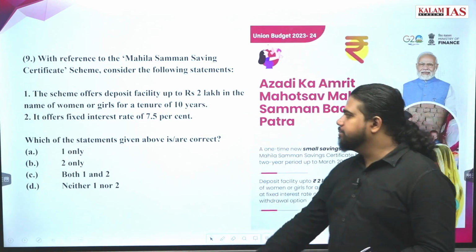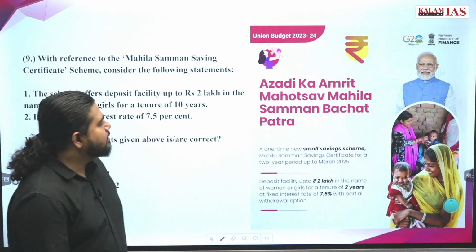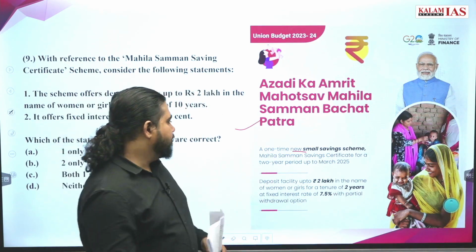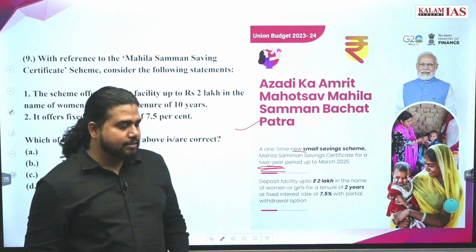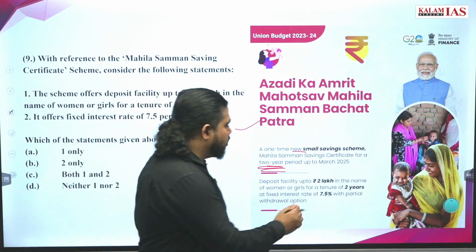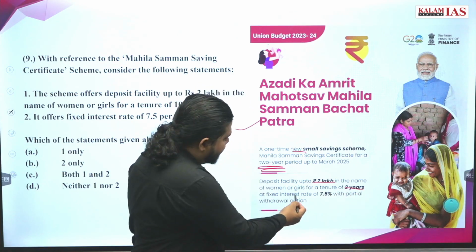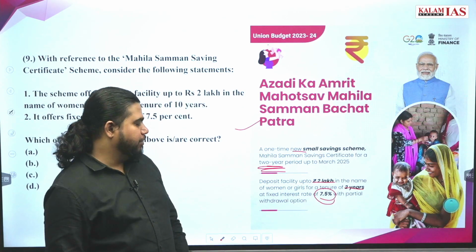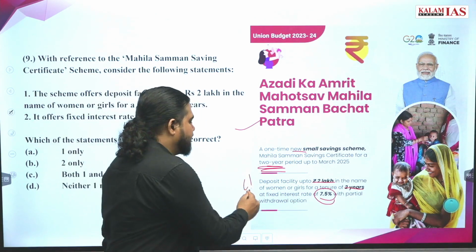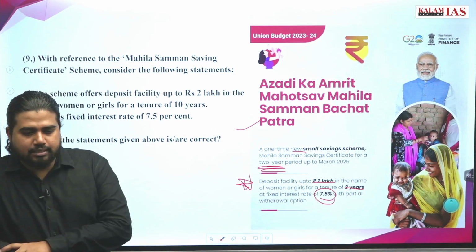Now, what exactly is the scheme about? It is a one-time new small investment scheme for a period of 2 years, not 10 years, up to March 2025. A deposit facility up to 2 lakh will be there in the name of women or girls for a tenure of 2 years at a fixed interest rate of 7.5% with a partial withdrawal option. Write this basic data down in your notes. Even if a factual question comes, you should be able to answer this.